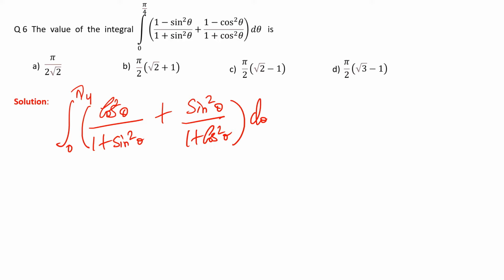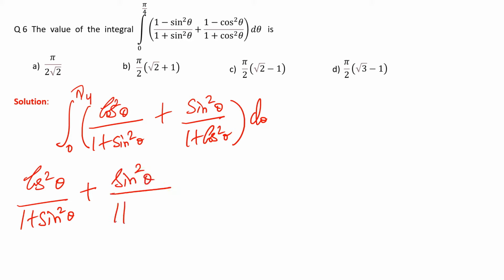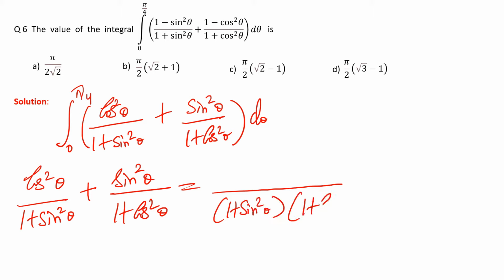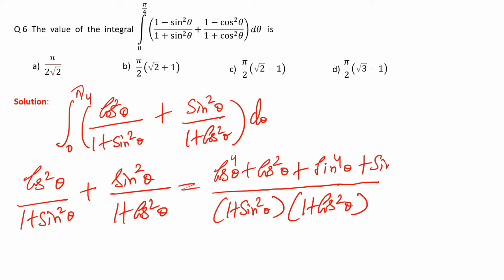Right. Now students, we'll first simplify the integrand, and that we can do by using trigonometric identities and a little bit of algebra. First of all, we'll be taking the LCM of the denominators. We'll be getting 1 plus sin square theta into 1 plus cos square theta in the denominator, and in the numerator we'll be getting cos theta power 4 plus cos square theta plus sin theta power 4 plus sin square theta, right?